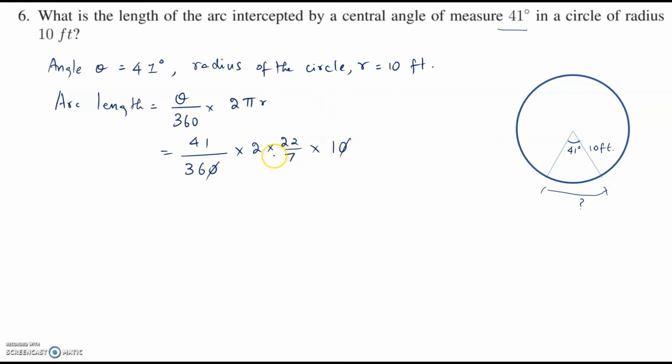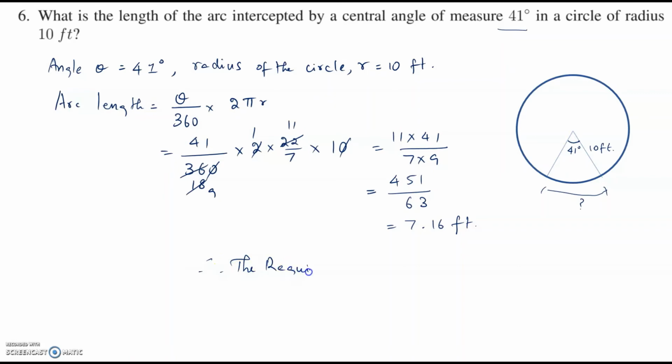So if we try to simplify this, then this can be 18 here, this is a 1, again a 9, 11, so you'll be left with 11 times 41 divided by 7 times 9, and that is equal to 11 times 41 is 451 divided by 63. Further simplifying this is 7.16 feet. Therefore, the required arc length is equal to 7.16 feet.